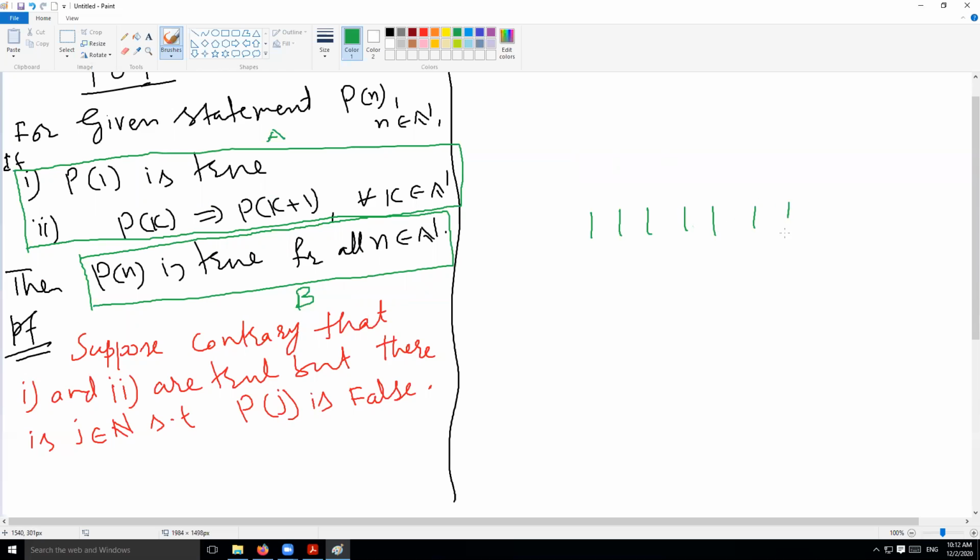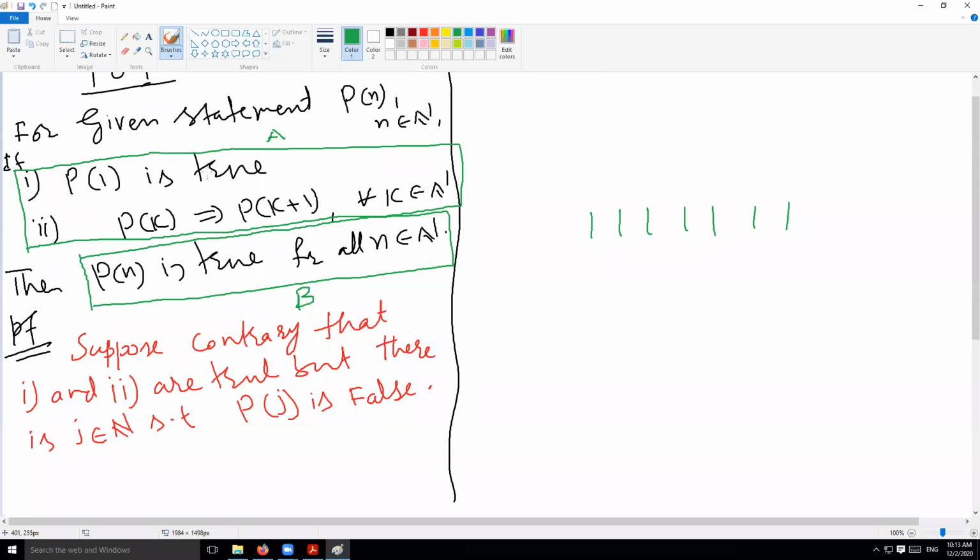Excuse me, sir. Sir, can you please repeat from this part of the proof where we have supposed contrary that 1 and 2 are true? Okay, let me say it again.